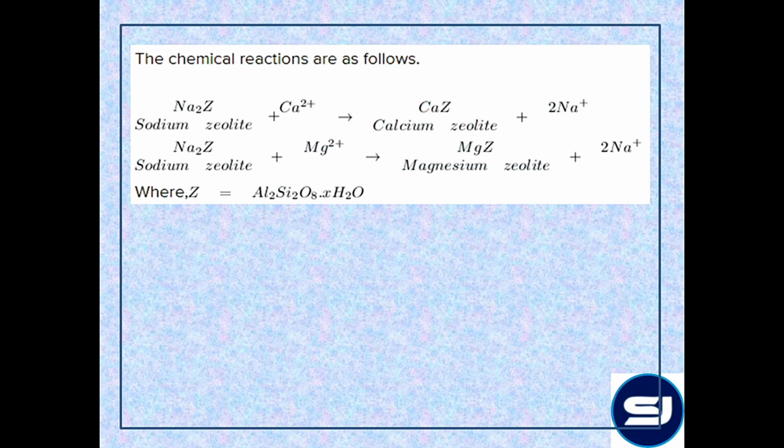Third, permutit process. Permutit or zeolite process is the process for removal of hardness of water using zeolites, which is nothing but sodium aluminosilicate. So the zeolite is nothing but Na₂Al₂Si₂O₈·xH₂O, and these zeolites exchange the calcium and magnesium ions in hard water to form calcium or magnesium zeolite and release the sodium ions. So this is the process for removal of hardness of water and not the preparation of dihydrogen.